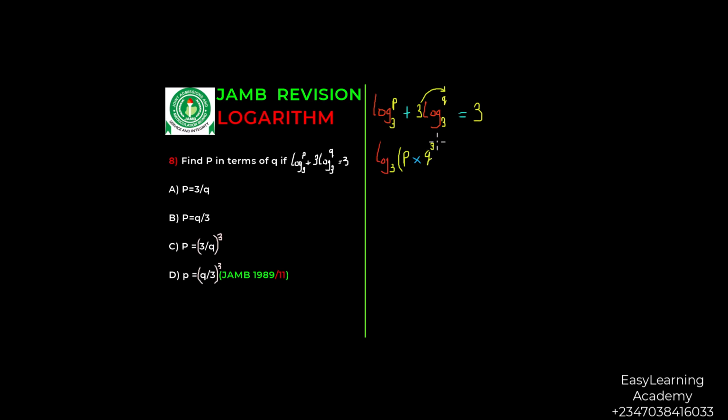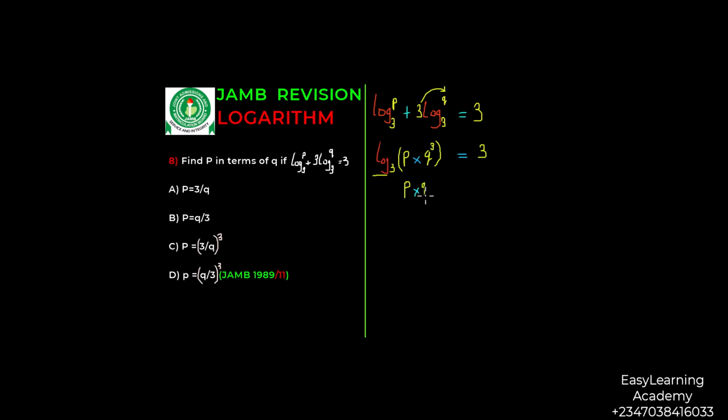All right, so we've gotten that, and of course we are going to pull out our equals 3. Having done that, we want to take away this log. So for us to take away this log, we are going to rewrite this in indices form. This is base 3, so we bring down our P times Q raised to the power of 3, because we want to write this out in indices form. So we have here P times Q raised to the power of 3.